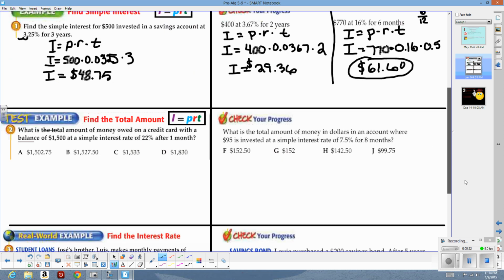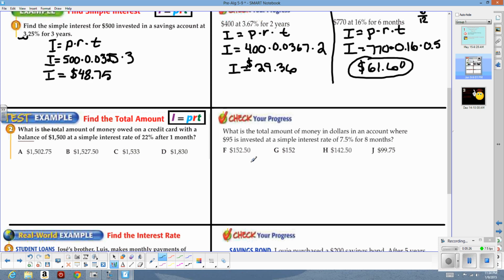In example 2, we're going to find the total amount. Well, to find the total amount, we have to first figure out the interest, and then the total is going to equal the principal plus the interest. So what is the total amount of money owed on a credit card with a balance of $1,500 at a simple interest rate of 22% after 1 month?